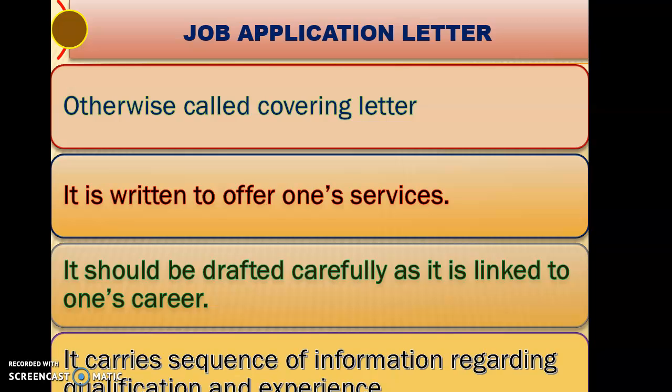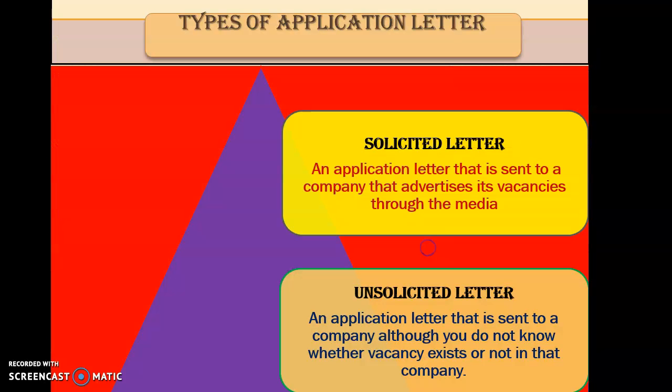A job application letter, otherwise called a covering letter, is where you apply for the job, and then you also enclose your biodata, curriculum vitae, or resume with this application. Now, it is written to offer one's services, so it should be drafted very carefully as it is linked to one's career. We also discussed the types of application letter, solicited and unsolicited letter. When we apply for a job in a company which is advertised through media or the post, then it is a solicited letter. But when an application for a job is sent to a company when we do not know whether there is a vacancy existing or not, that is an unsolicited letter.